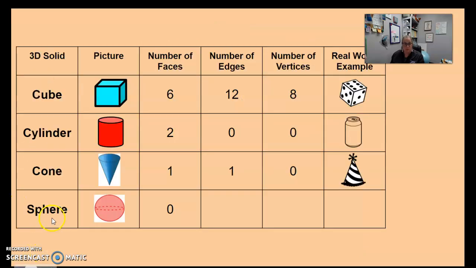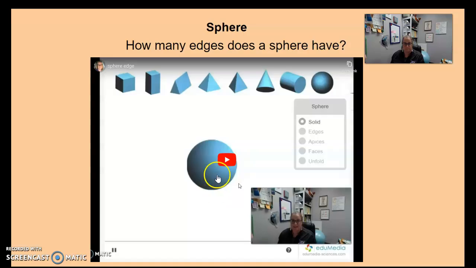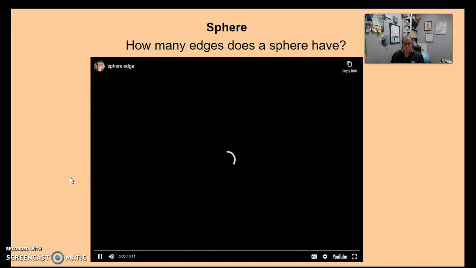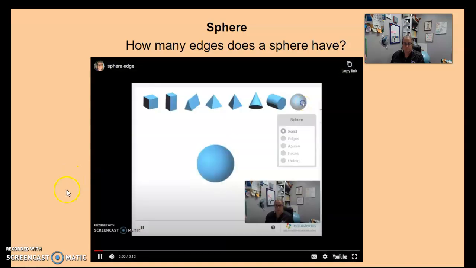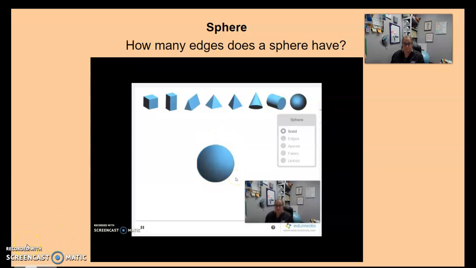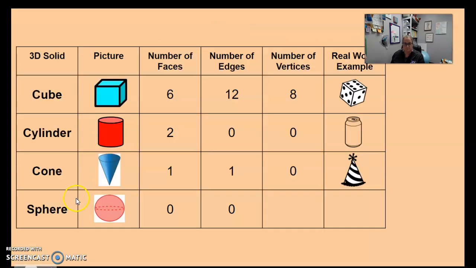Just as we have done all week long, let's go ahead and fill in our anchor chart. So a sphere, here's my picture of the sphere, has 0 faces. Now let's see how many edges a sphere has. Since a sphere does not have any faces, that also means that a sphere does not have any edges. So a sphere has 0 edges. So a sphere has 0 faces and 0 edges.